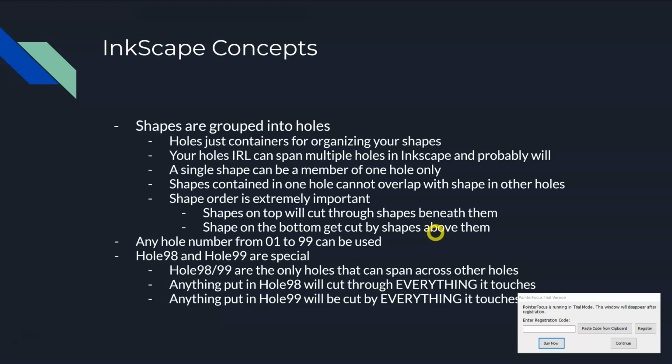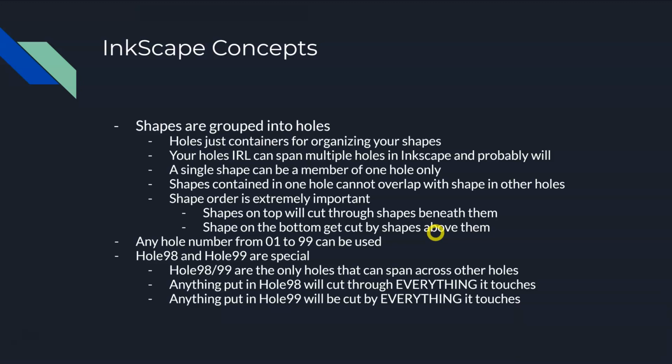So shapes on top will cut through the shapes beneath them. The idea of cutting will become clear in Blender, but you need to know that if one shape is on top of another, the one that's on top is going to cut the shape underneath it. So if they overlap, and remember, they have to be in the same hole though, they can't be overlapping on different holes. Any shapes on the bottom, and this makes sense, will be cut by the shapes above them.